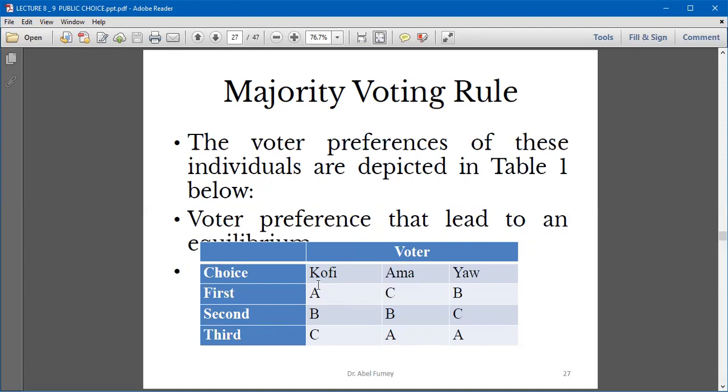If you take Kofi, what this means is that Kofi prefers policy A to policy B, and he prefers B to C. Then Ama prefers C to B and also prefers B to A. And Yao prefers B to C and prefers C to A. One thing we need to understand here is that the individuals' preferences are logically consistent. They follow the axiom of transitivity. So if you prefer A to B and you prefer B to C, then you must prefer A to C. This table is revealing the preferences of these individual voters.